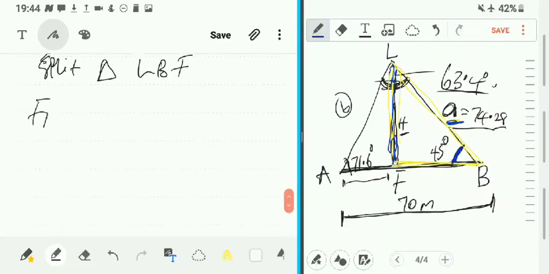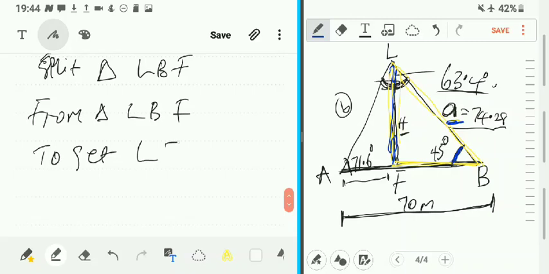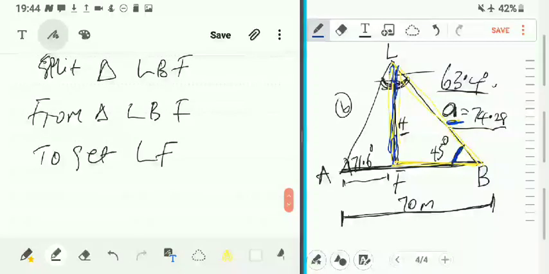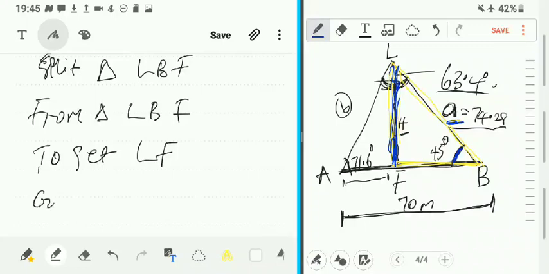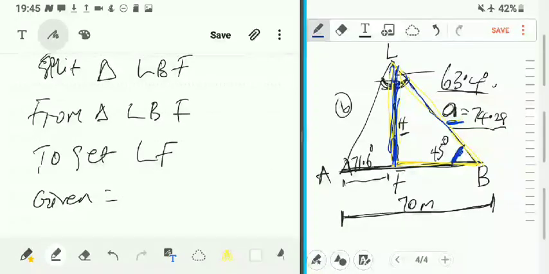So from triangle LBF, to get LF, which is our H, to get this LF here, we are given what? The angle that we're looking for. This is the angle. The side we're looking for is opposite to the angle. You are looking for O, so O should be in your formula.